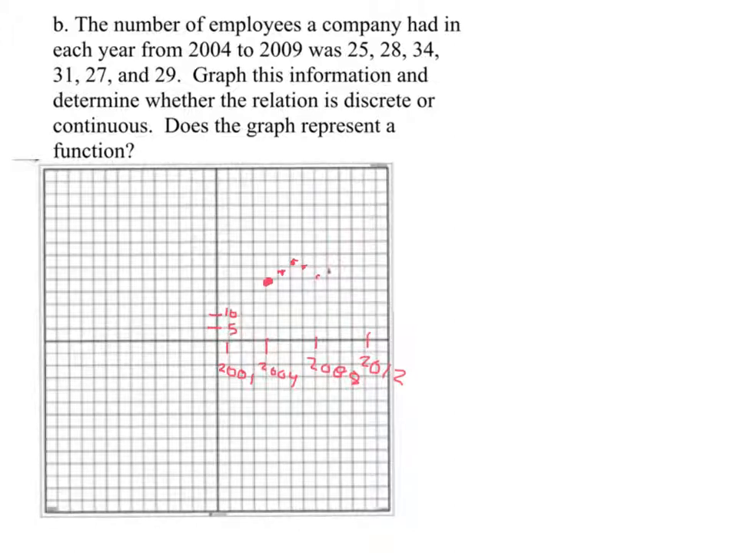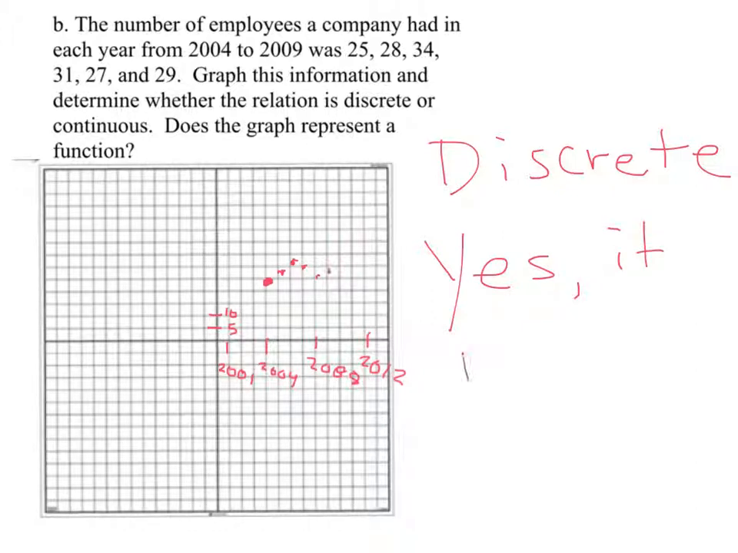So when we're asking ourselves, is this discrete? Since we were just plotting points, this is going to be discrete. And then when we ask ourselves, is this a function? Again, using that vertical line test, we're never going to hit more than one point. So, yes, it is a function.